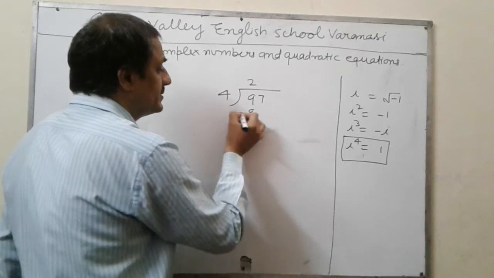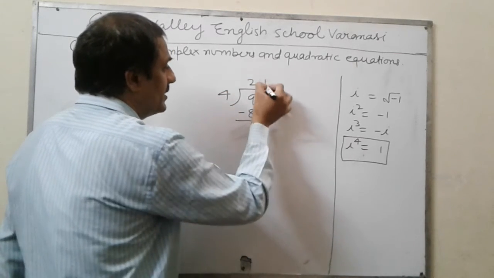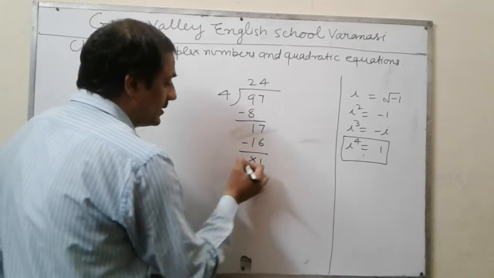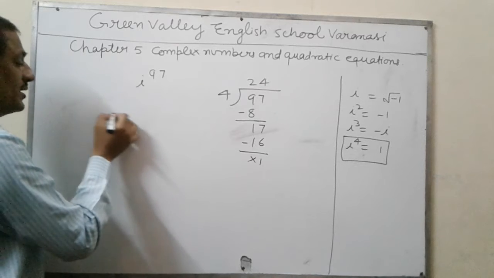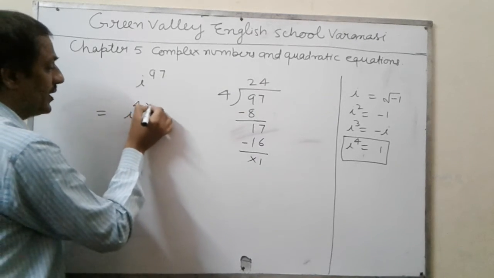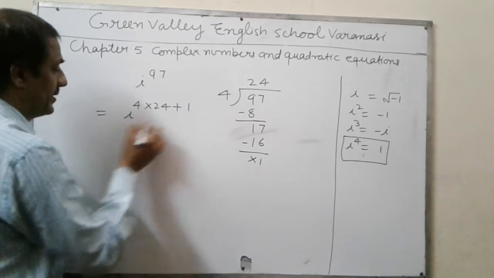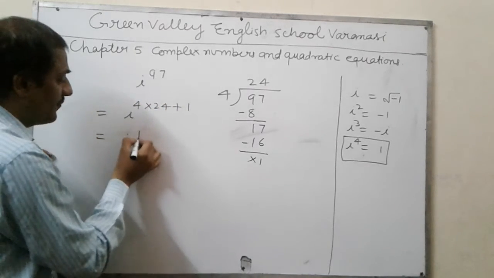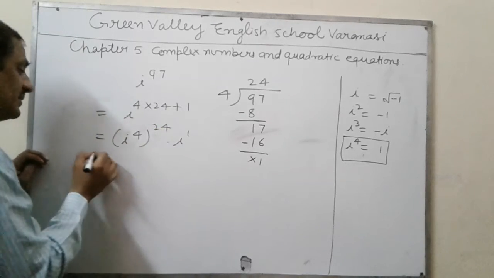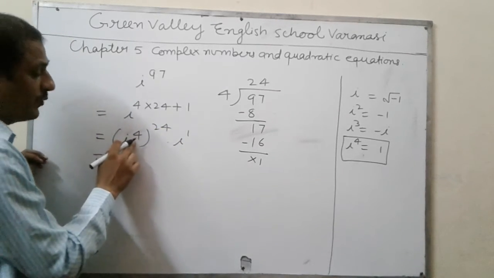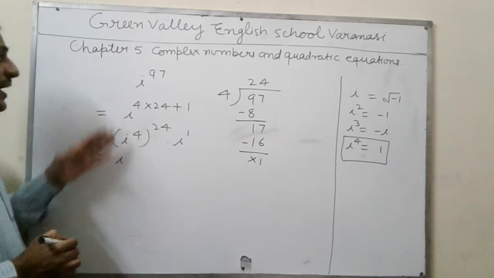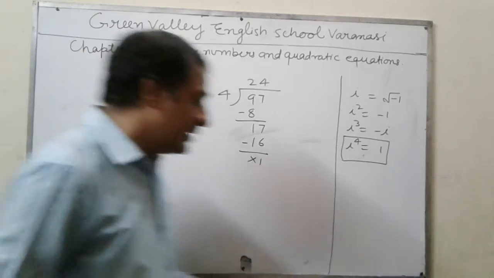4 times 24 is 96, remainder 1. So here we can write it like i power 4 into 24 plus 1. So i power 4 to the power 24 into i power 1. We know that i power 4 is 1, 1 power 24 is equal to 1, into i. It means the value of i power 97 is also i.